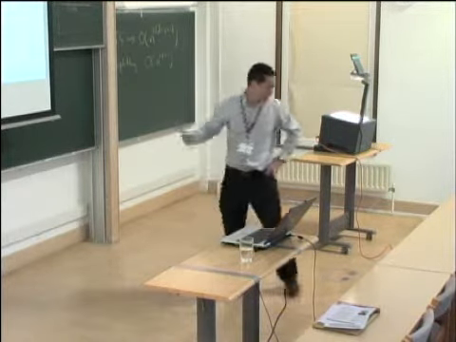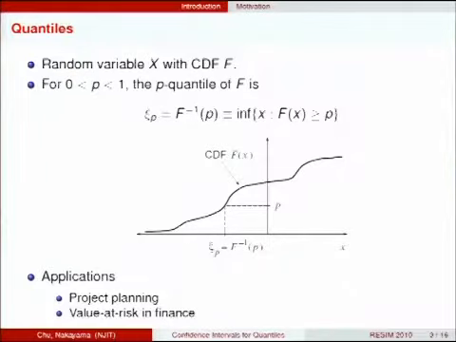Okay, so as the other people have said in this session, a quantile is defined as follows. Suppose that we have a random variable X that has a CDF capital F. We're interested in computing the p quantile, which is defined to be the generalized inverse of the CDF evaluated at p. Right, so here's just the pictorial representation of what the p quantile is.